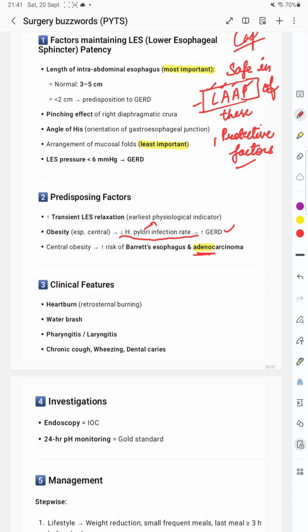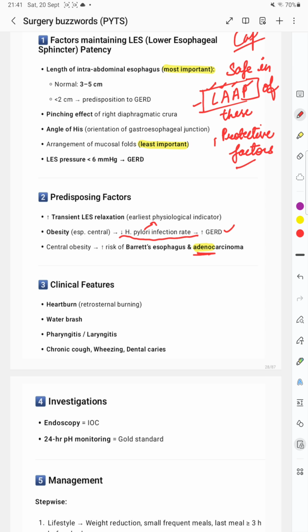So normally it stays shut. So what is happening in GERD? The valve relaxes too often, letting the acid escape. We can think of it like a door that keeps swinging open randomly when it should stay shut. So this is the earliest physiological marker indicator.